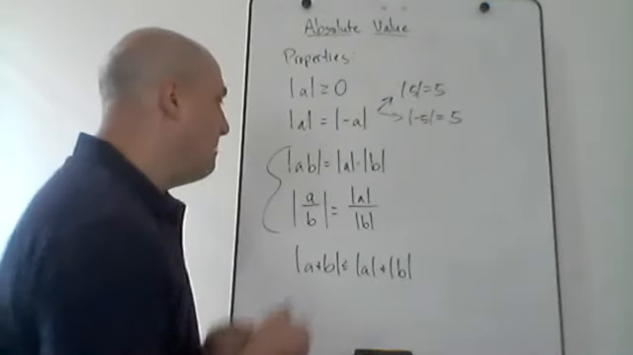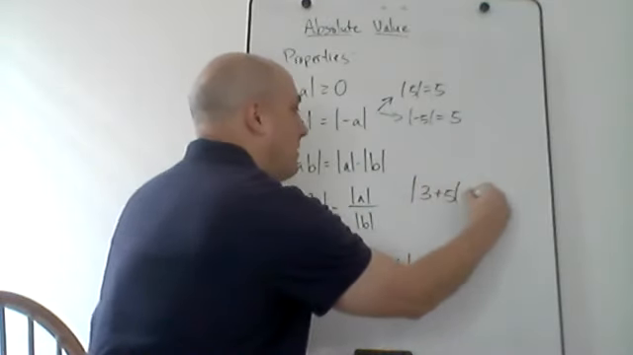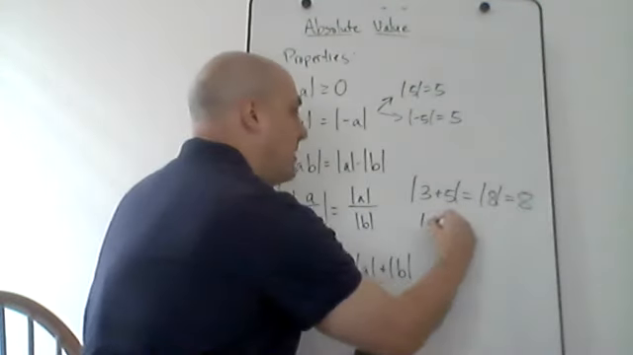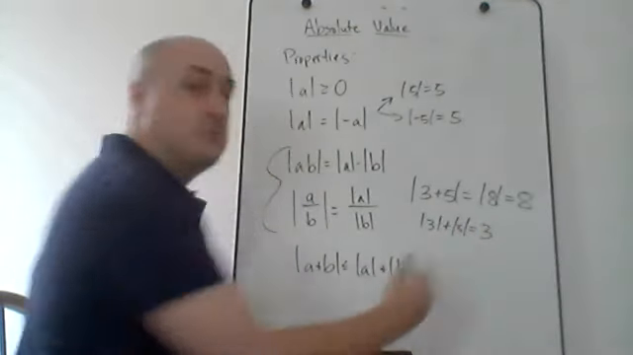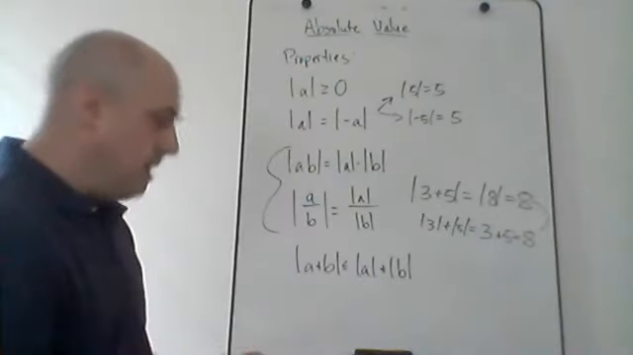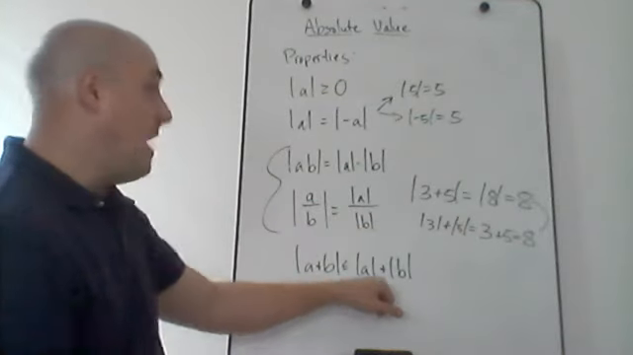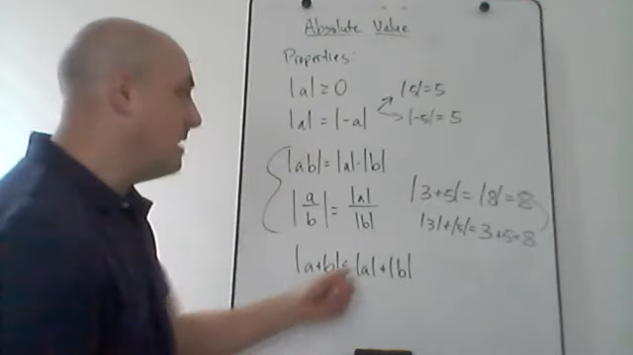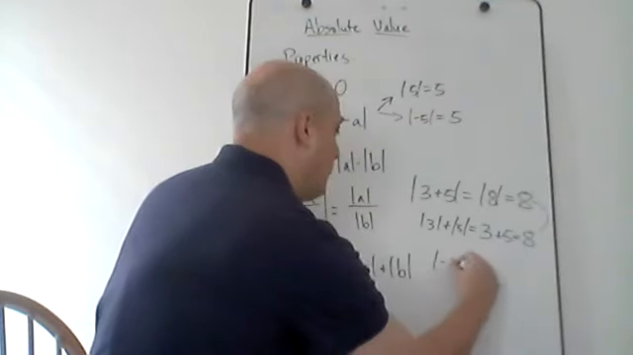The absolute value of a plus b, let's do a couple examples of this. Let's say we had the absolute value of 3 plus 5. Well, that's the absolute value of 8, which equals 8. What if I split those apart? What if I did the absolute value of 3 plus the absolute value of 5? The absolute value of 3 is 3, the absolute value of 5 is 5, and 3 plus 5 equals 8. So we see here that if both of those numbers are positive, the absolute value of 3 plus 5 equals the absolute value of 3 plus the absolute value of 5, so this should be an equal sign here. Why does it say less than or equal to? Well, what if one of those numbers is not positive? What if we had the absolute value of negative 3 plus 5?